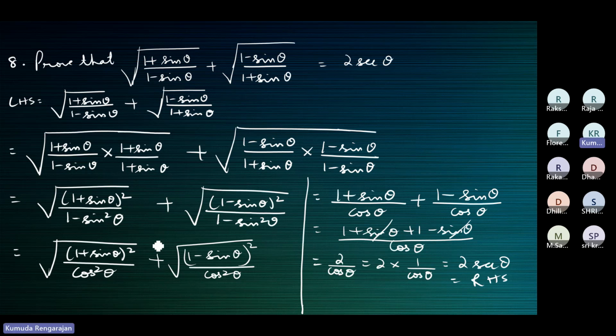Again, cos square theta means cos theta into cos theta. So 1 cos theta comes out of the square root. Same thing for the other one. Then common denominator, 2 by cos theta, which is nothing but 2 into 1 by cos theta, which is 2 secant theta.